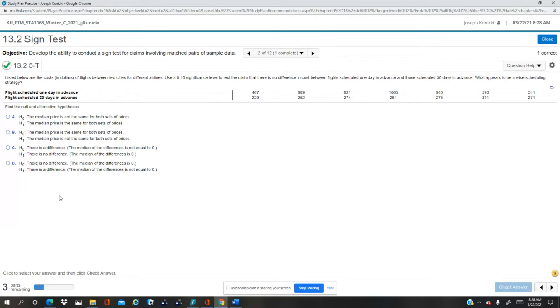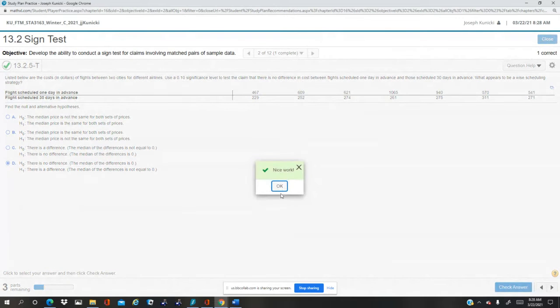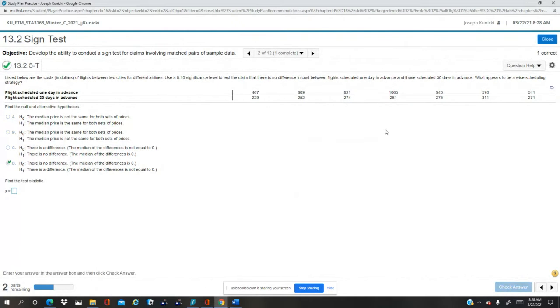There's no difference. That's always the null. So there is a difference is the mean or the alternative. Now the test statistic: what we do is we subtract the second from the first, and we look at all the differences, the signs of the differences. They're either plus, minus, or 0.